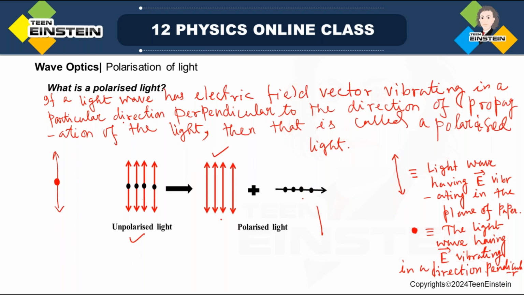So this is the definition of polarized light and how to represent it. We have shown you, this has electric field in plane, and these other light waves have the component of electric field vector in a plane perpendicular to the plane of the paper. So these dots are actually representing the electric field vector perpendicular to the plane. This is what it is.